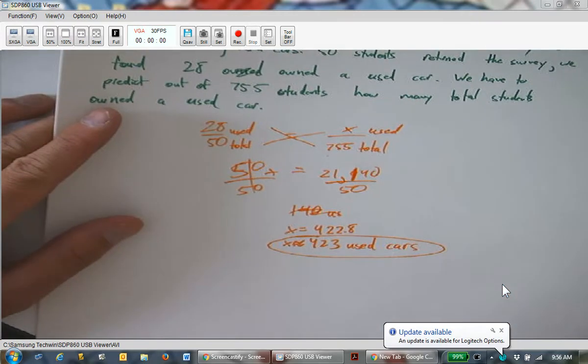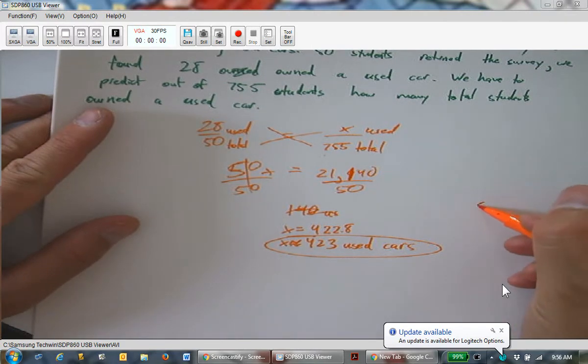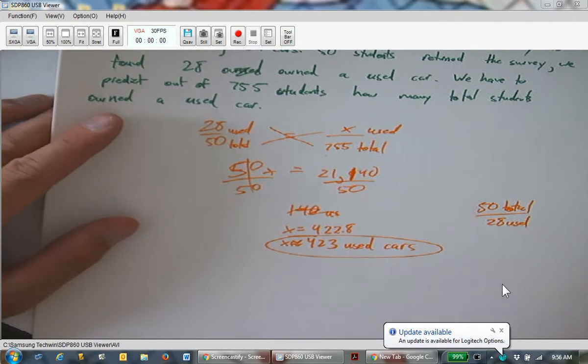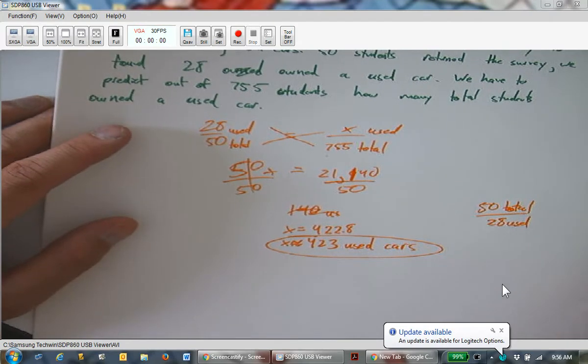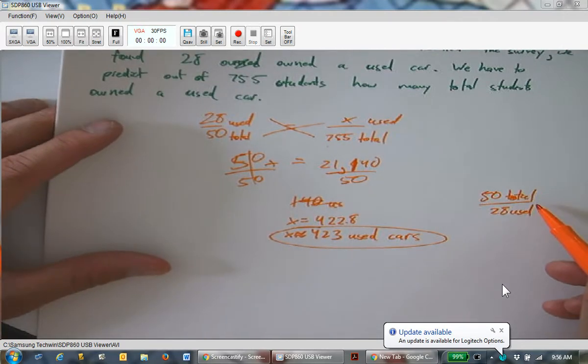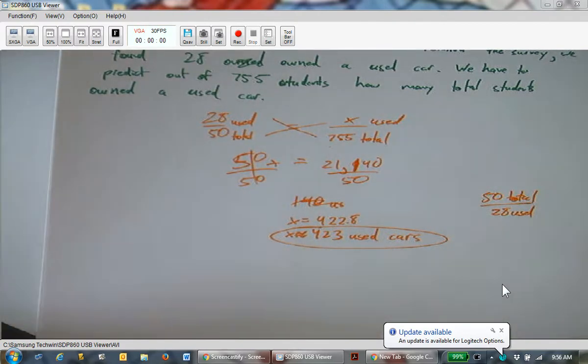Okay, very, very good. Just to let you know, though, or let me ask you, would this be wrong in saying this? For those few that are in my chemistry class, you might be able to answer this question, so go ahead and don't answer that question. Is this wrong in stating it as 50 total cars to 28 used? Is this incorrect in stating it in this way? Okay, I have a few yeses and nos. What do you guys think?